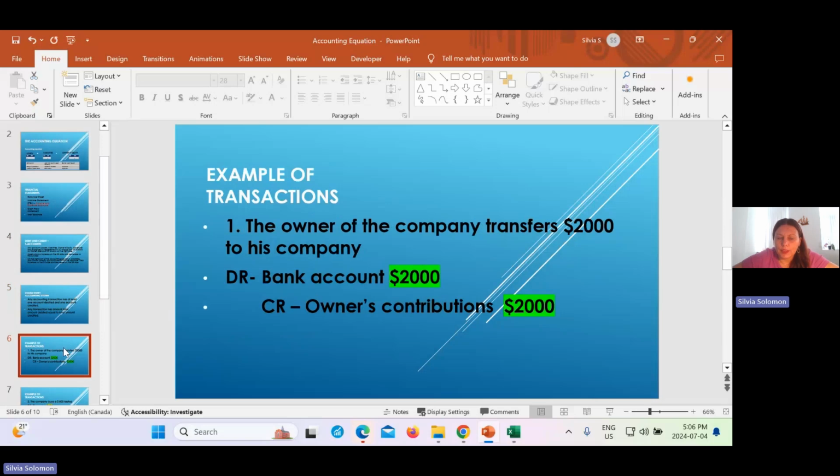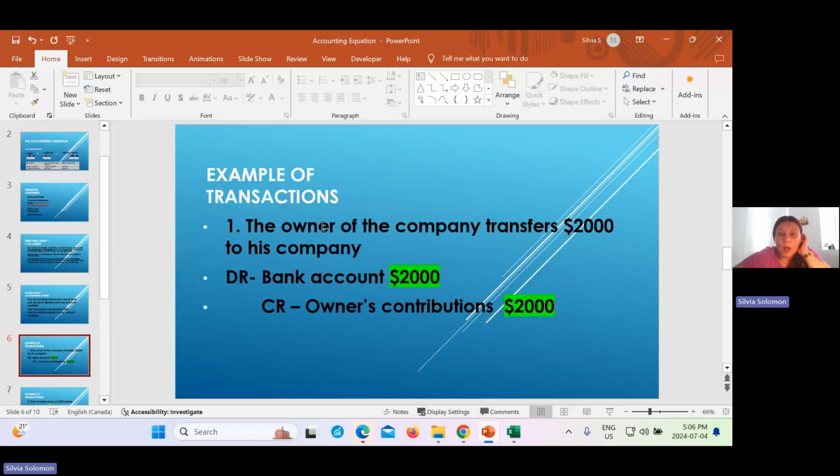And I'm going to give you an example. So the example here is, only a few examples. The owner of the company transfers $2,000 to his company. So as I said, for this transaction, we are not speaking about dates, we don't go into details. So this is, let's say, an electronic transfer. So as I said, we have to account those $2,000.